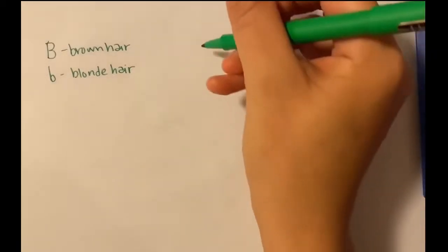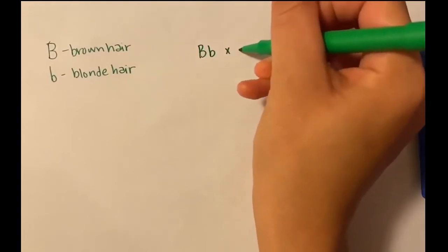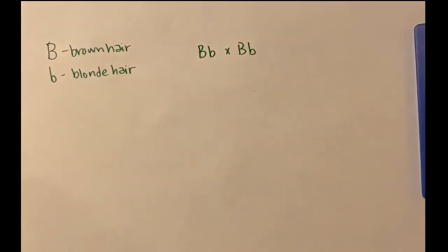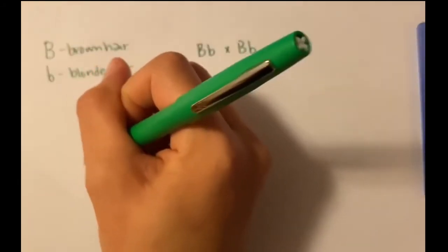Let's try another. Determine the genotypic and phenotypic ratio of offspring that result from parents with the genotypes big B, little b, and big B, little b. Feel free to pause here and try it out on your own.